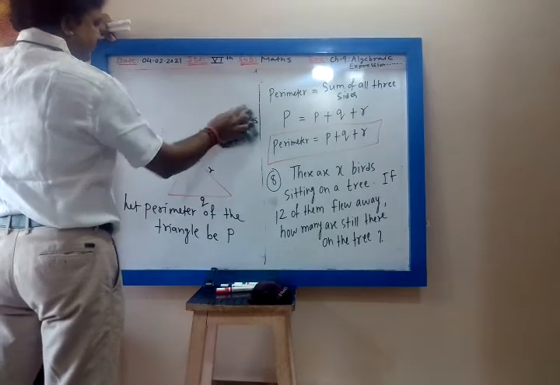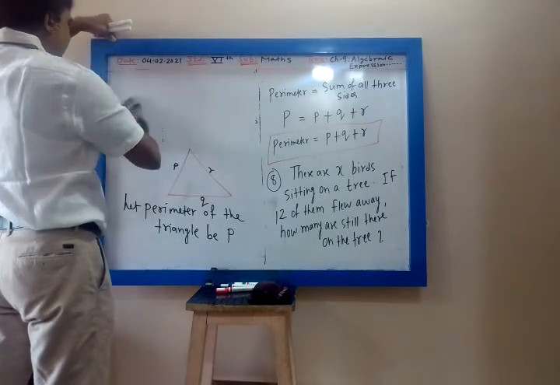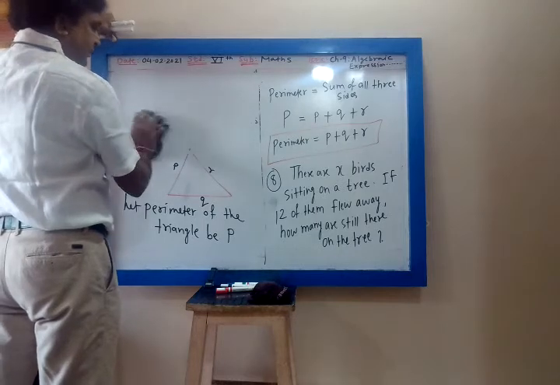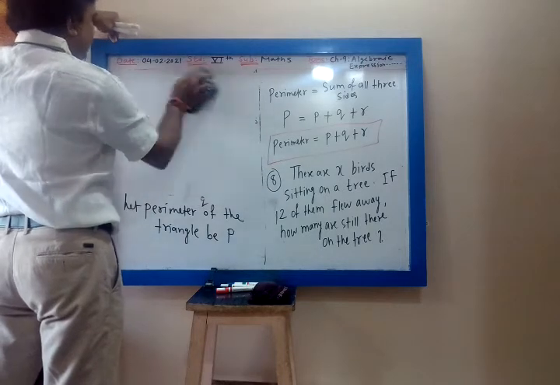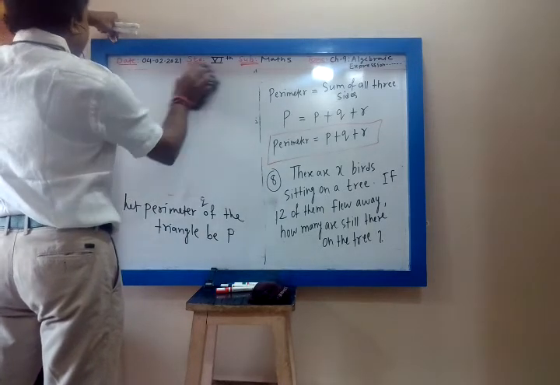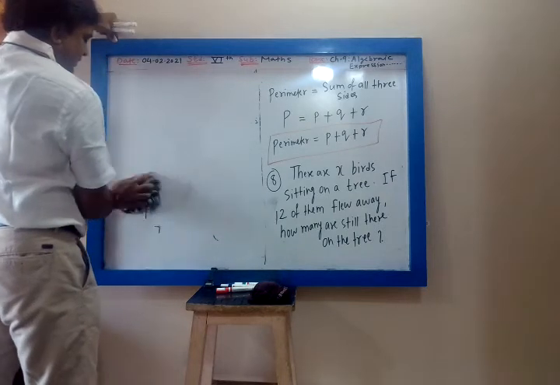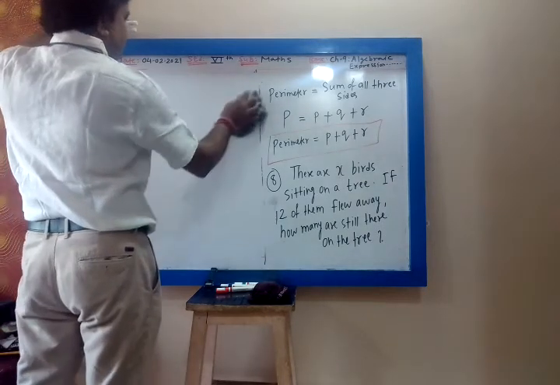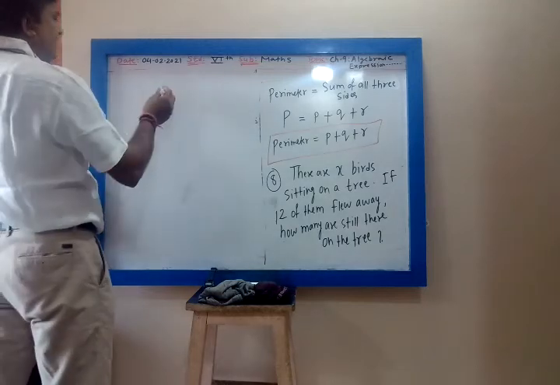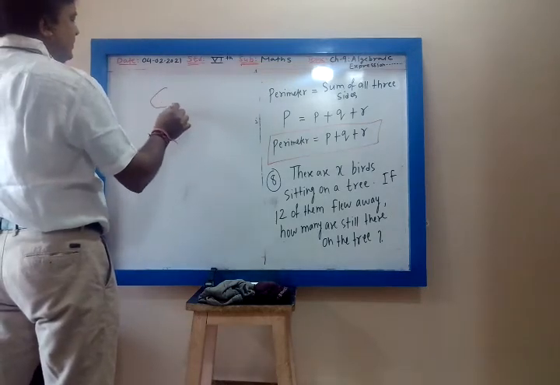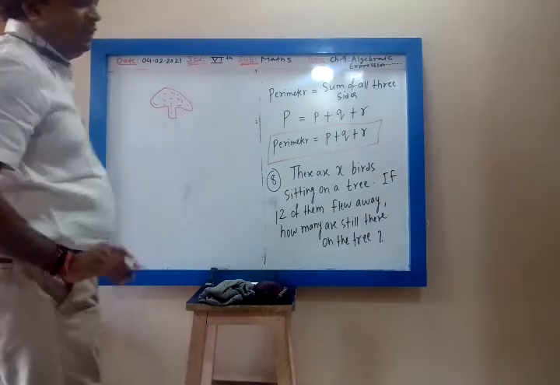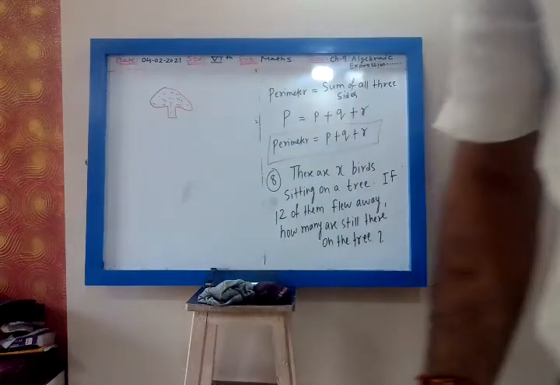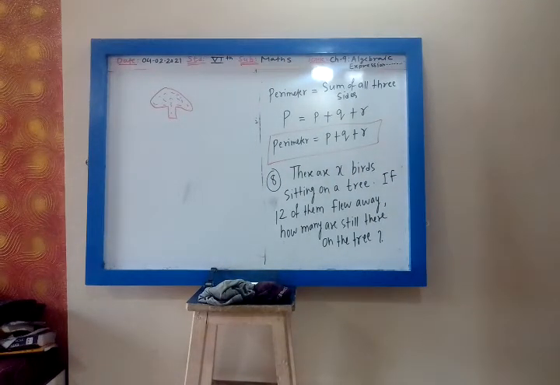Then there are X birds on the tree. 12 of them flew away. How many are still there on the tree? This is the question which you have to analyze. You have to visualize. So this is a tree. Don't waste time in drawing the tree.